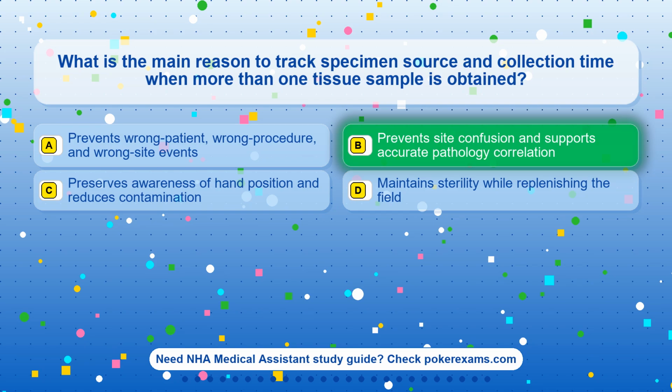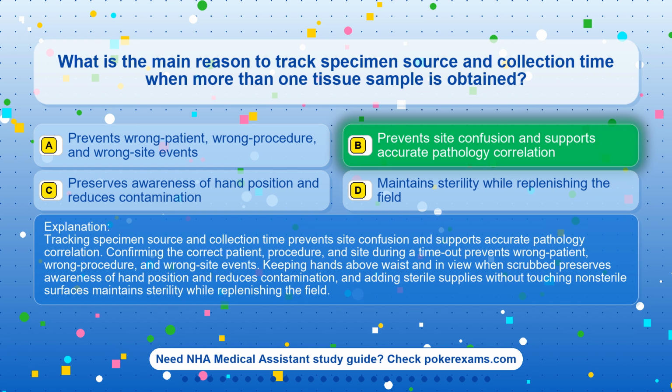The correct answer is option B, prevents site confusion and supports accurate pathology correlation. Tracking specimen source and collection time prevents site confusion and supports accurate pathology correlation. Confirming the correct patient, procedure, and site during a time-out prevents wrong-patient, wrong-procedure, and wrong-site events. Keeping hands above waist and in view when scrubbed preserves awareness of hand position and reduces contamination, and adding sterile supplies without touching non-sterile surfaces maintains sterility while replenishing the field.